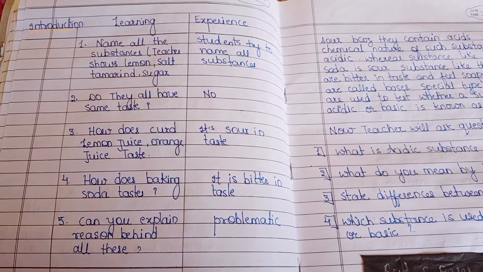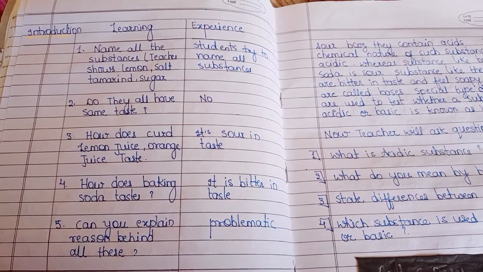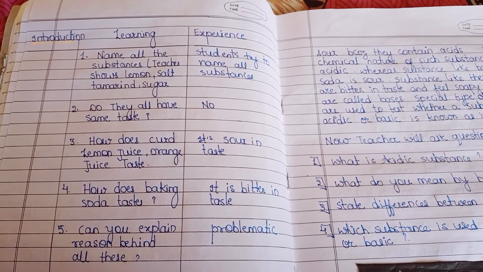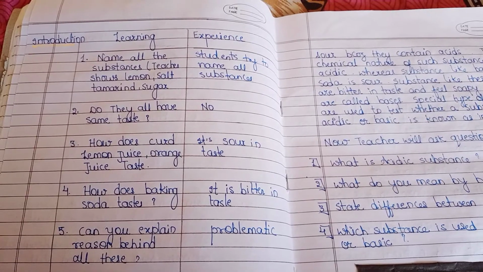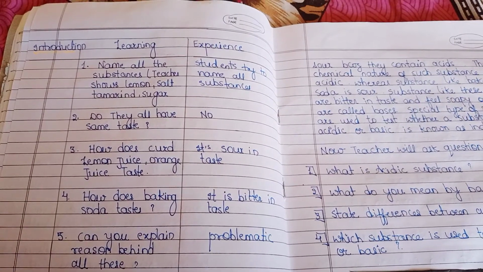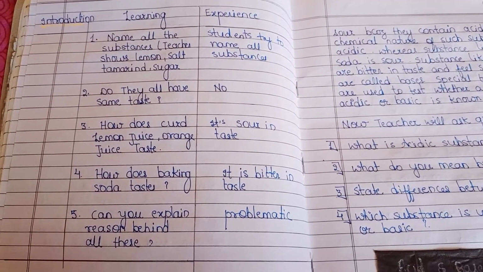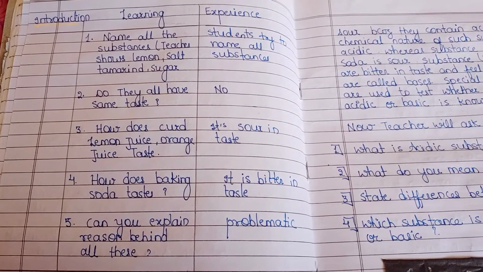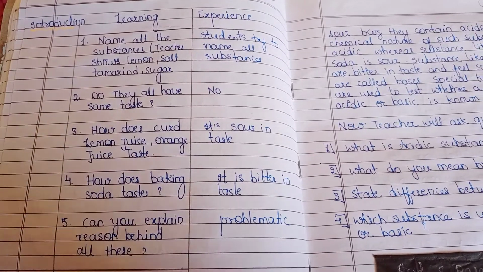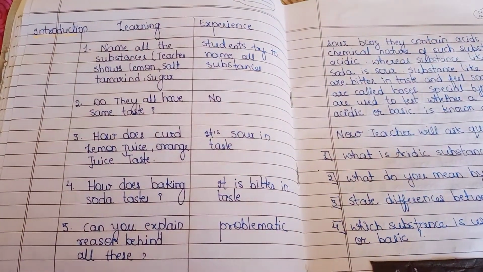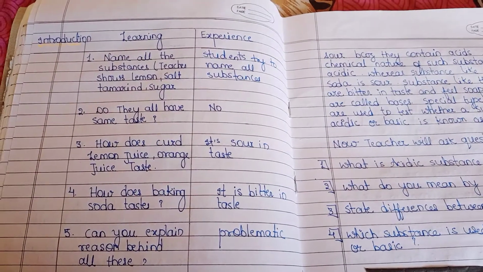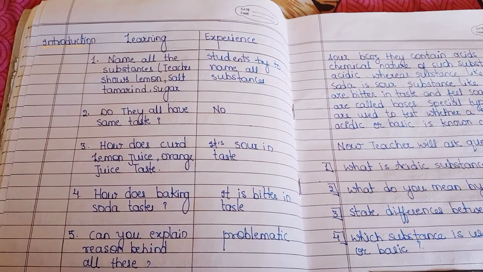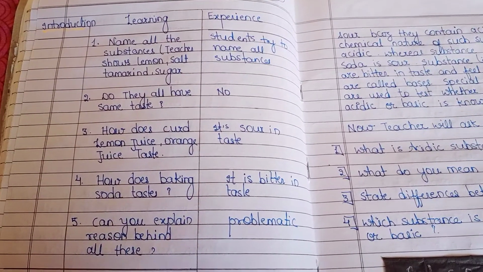You can see the first question is: name all the substances. Then we will show all the substances that we have with us, like lemon, salt, tamarind, sugar. Students will name all the substances, and after that we ask them, do they all have the same taste? Then they will say no, or we can ask one student to come and taste all the substances, and then ask, do they all have the same taste? Then the student will answer no.